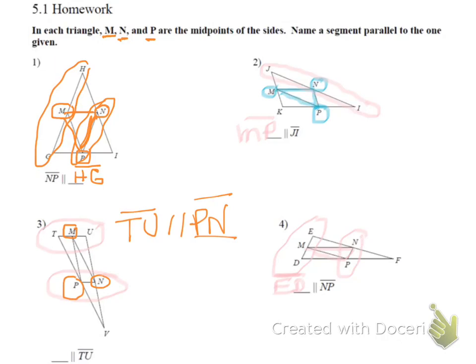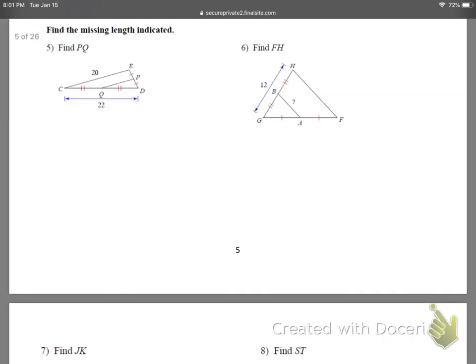Those are the first four. I hope you understand that, and we'll go on to the next ones. Okay, let's look at the marking in number 5. We are being asked to find the missing length indicated. So we need to find PQ.